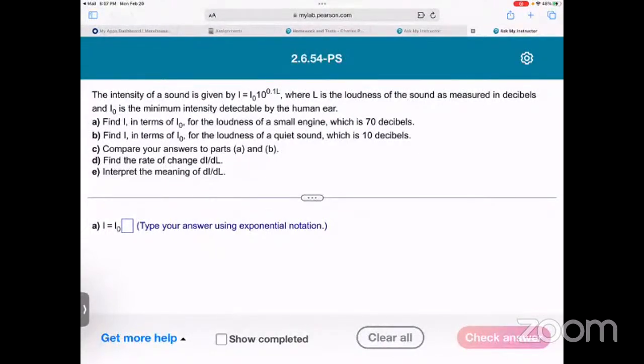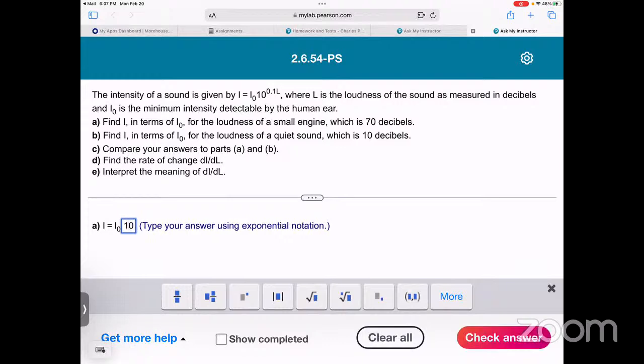So basically just plug in L equals 70, and that's going to be your I in terms of I naught. So it's going to be I naught times 10 to the power of, let me see, 7. A tenth of 70 is going to be 7, right? So it's going to be I naught times 10 to the power of 7. Exponential notation, right? Okay, I feel like this is okay. 10 to the power of 7.